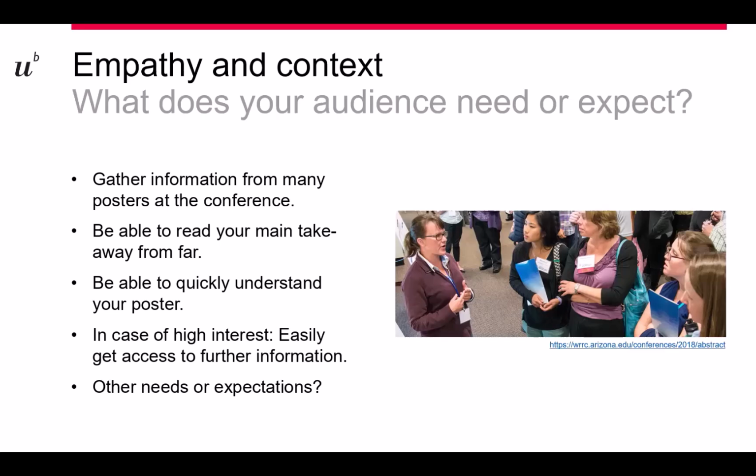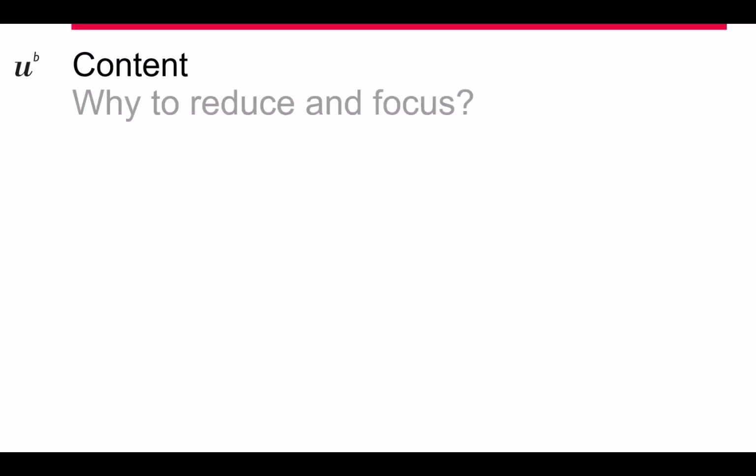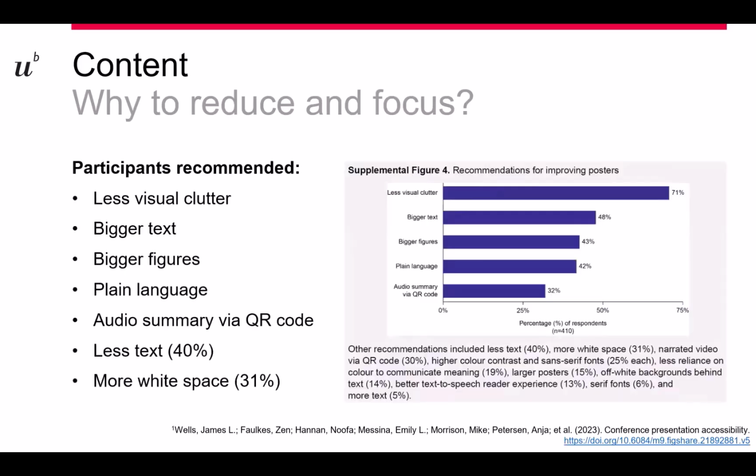And that brings us to content. And I said at the beginning, I believe we have to reduce to the very max for a poster. We have to focus. But why do we have to do so? This is information from a conference presentation accessibility study, where participants of a conference were asked for recommendations on how to improve posters so that posters become more accessible. And what these people said is that they wanted to have less visual clutter on a poster. These were by far the most frequent answers, 71%.